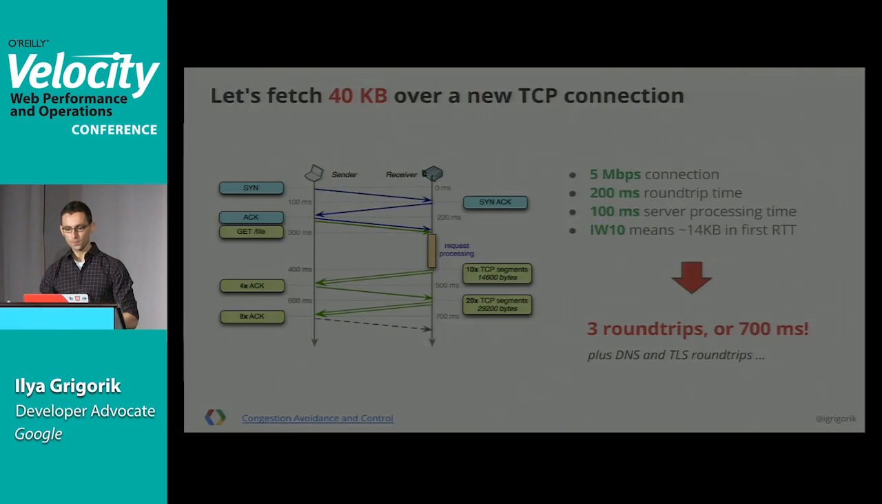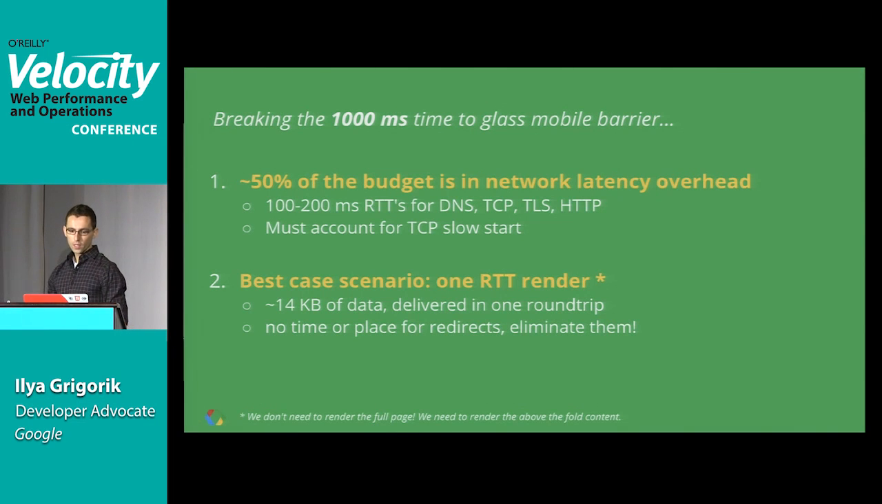So, a quick summary of what we've seen so far. We have our 1,000 millisecond budget, and 50% of it, just write it off immediately as network latency, and this is the optimistic case. You have to account for TCP slow start. That's how TCP works. And our best case scenario for getting something visible on the screen is, of course, to do a one round trip render, right?